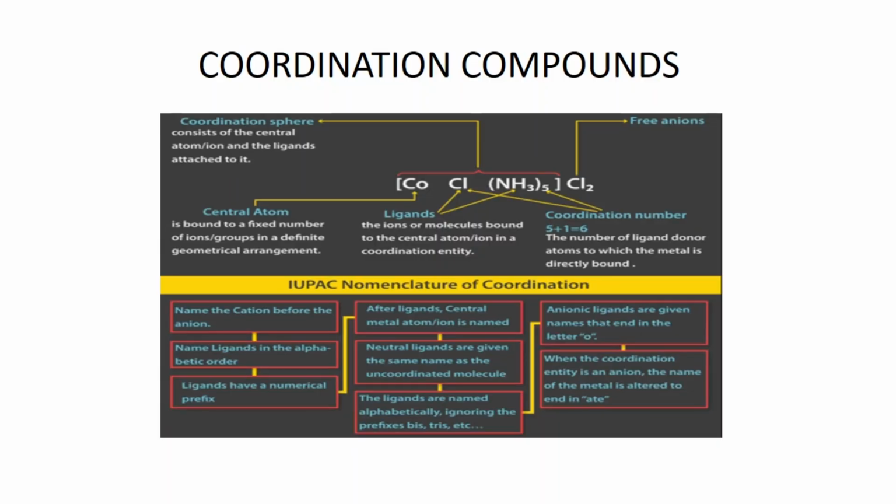Next, we have the coordination compound. Be familiar with the terms central metal, the ligands, the coordination number. When you're naming the compound, first we write the name of the cation followed by the anions. When we have a complex compound, the name of the ligand is written first in alphabetical order followed by the metal and its oxidation number. Do practice the questions of naming of the compound.